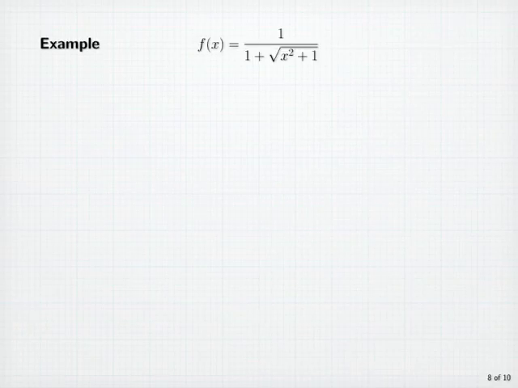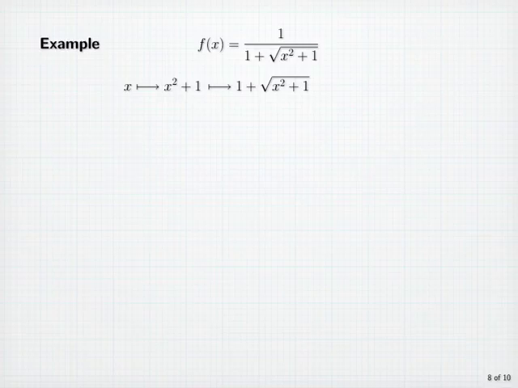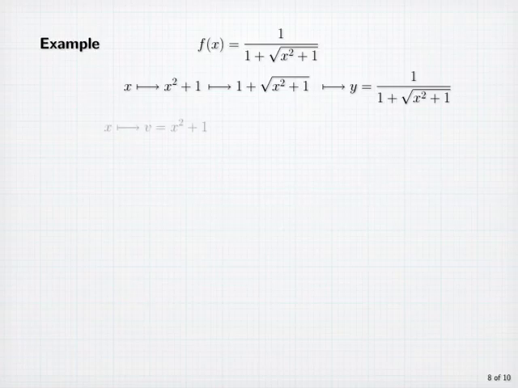Example. Let's consider the same function in a previous example, f of x equals 1 over 1 plus the square root of x squared plus 1. Now, consider the sequence of steps that's involved in calculating the value of this function. Given an x, we would first calculate x squared plus 1, then substitute that into 1 plus the square root, and then finally calculate y equal to 1 over previous value, 1 plus the square root of x squared plus 1. Now let's give names to the intermediate steps here.